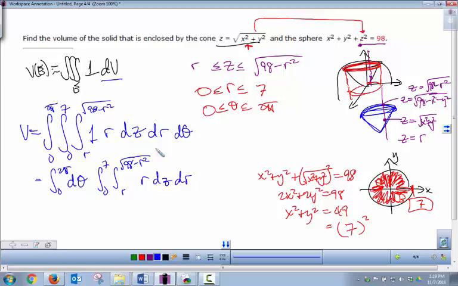Okay. Now this integral is manageable. The inner integral is z. So you're going to say z evaluated at the square root of 98 minus r squared, minus r, and then you multiply that by r, and then that should be doable integrals.